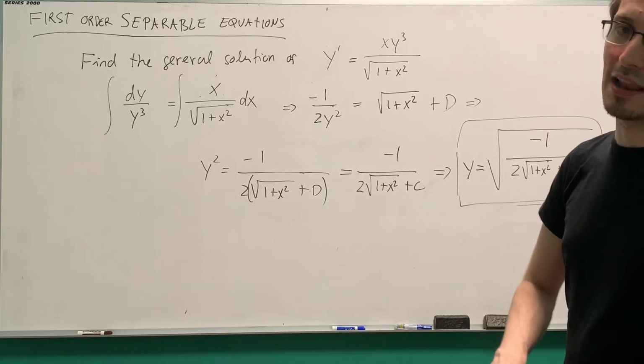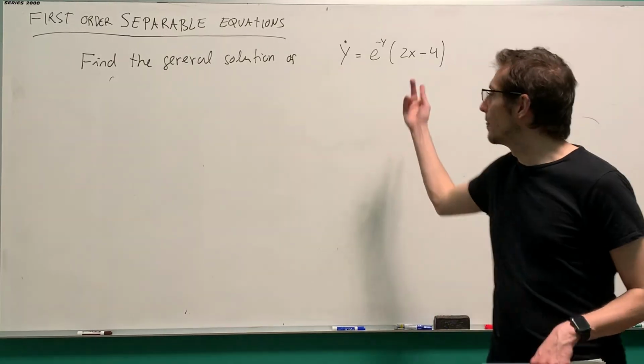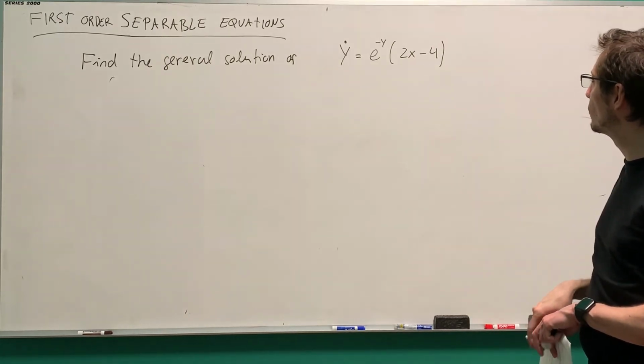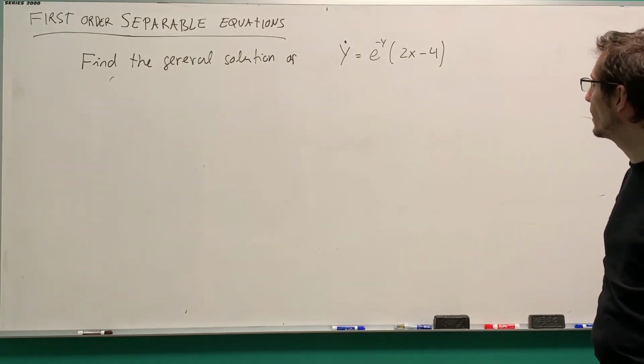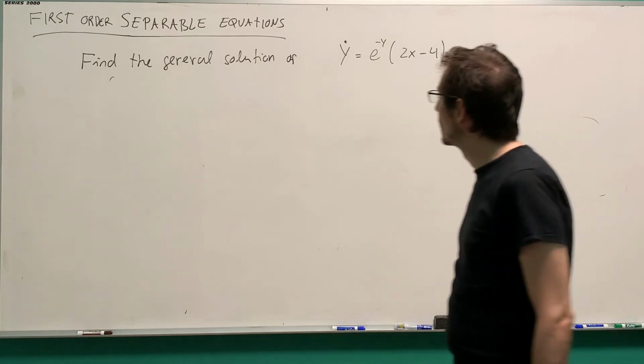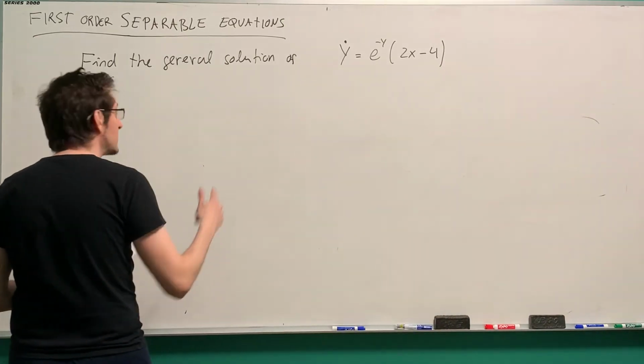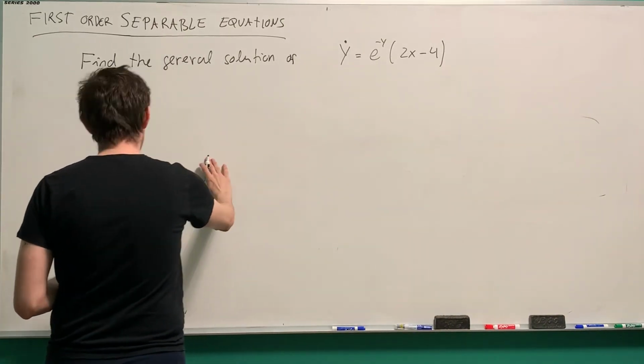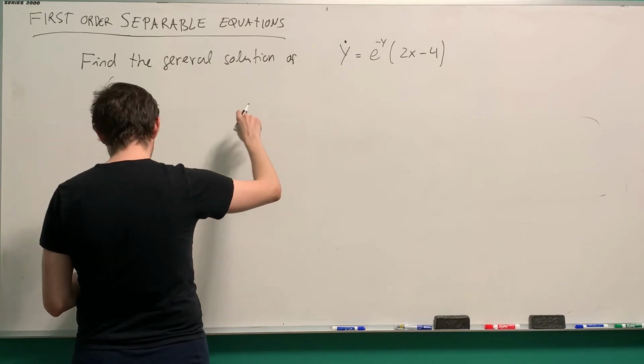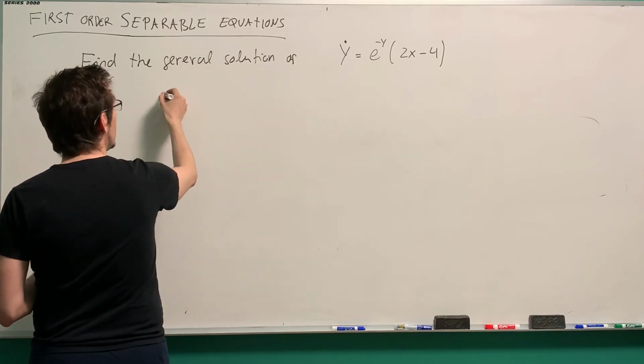All right, let's do one last more. This one: find the general solution of y dot equals exponential of minus y times 2x minus 4. All right, so this is a separable equation again. The y is on one side, the x is on the other side. So we get e to the y again.